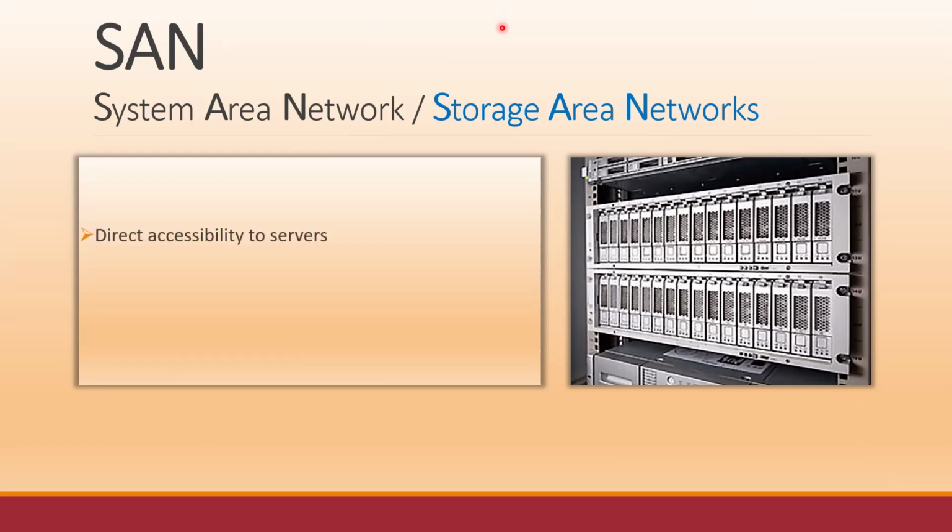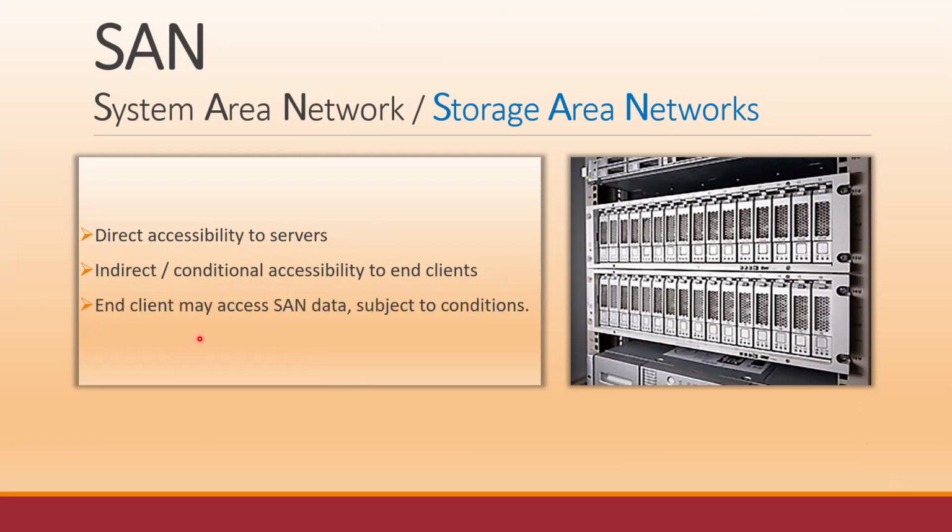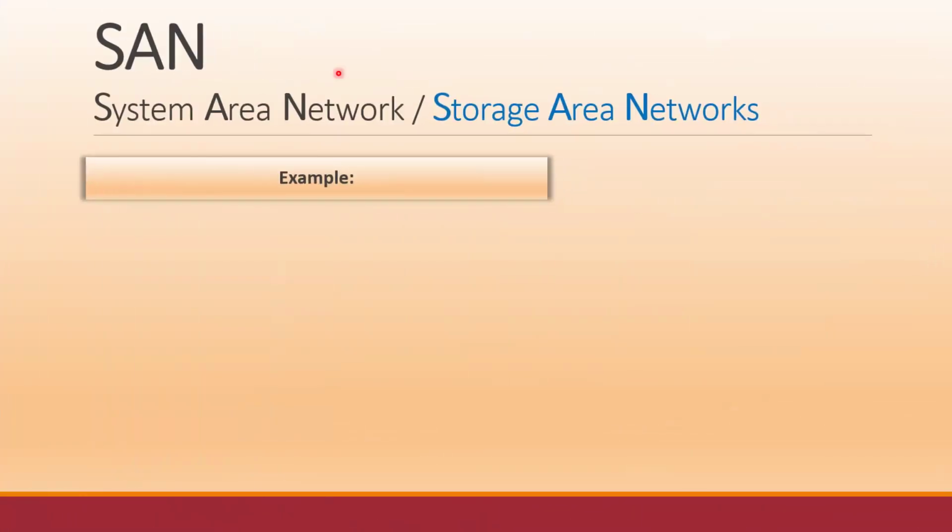System area network, storage area network, which is what I was just talking about. It could have different accessibilities. Accessibility to servers, direct or indirect, conditional accessibility to certain end clients. So you might make certain types of data available to certain types of people based on whatever criteria. The end client might access data subject to conditions. So basically, that's what I just explained to you. Now, on the consumer level, let's see some examples here.